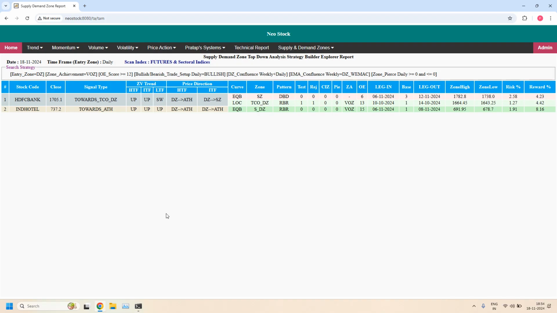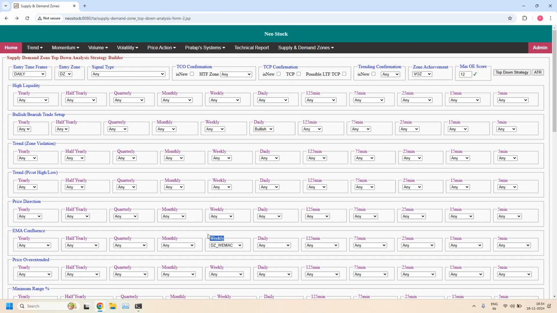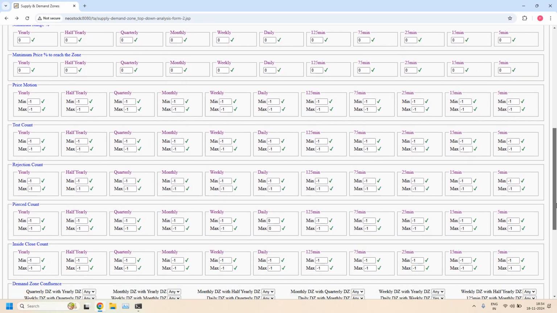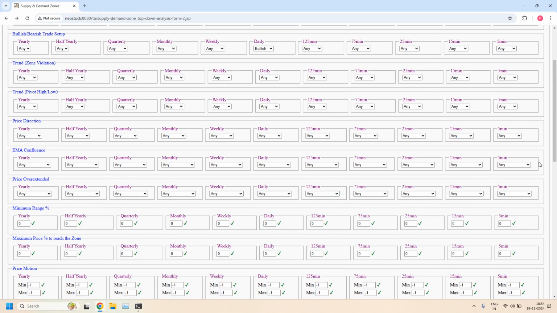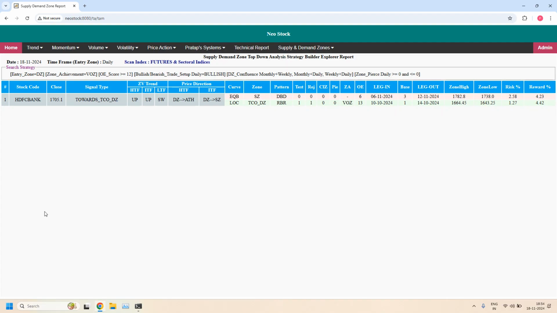Okay, next let us look for LTF, ITF, HTF demand zone confluence. Removing this EMA filter. In the demand zone confluence, for LTF, ITF and HTF zone confluence, we should set 3 filters. This is the first filter, already set. Next, daily demand zone with monthly demand zone confluence, and weekly demand zone with monthly demand zone confluence. With all the 3 filters, we got 1 stock.